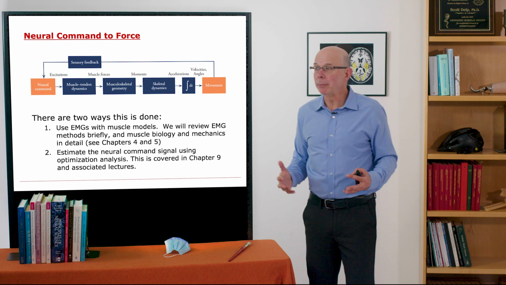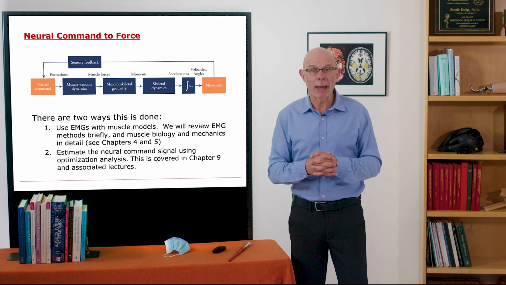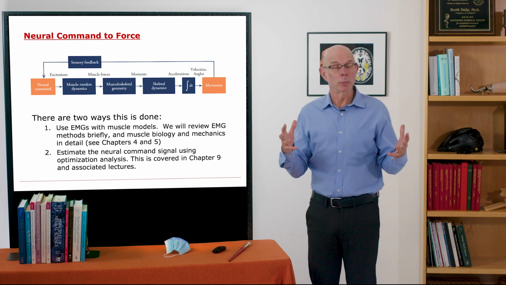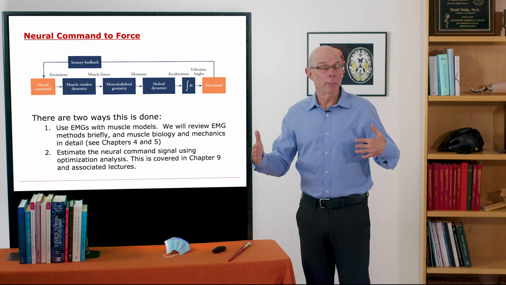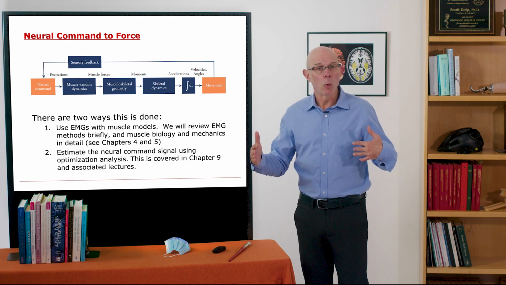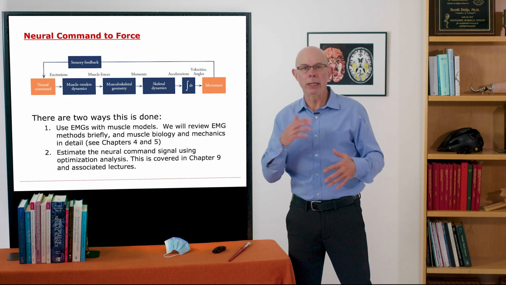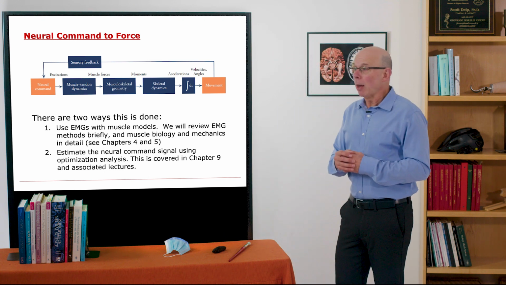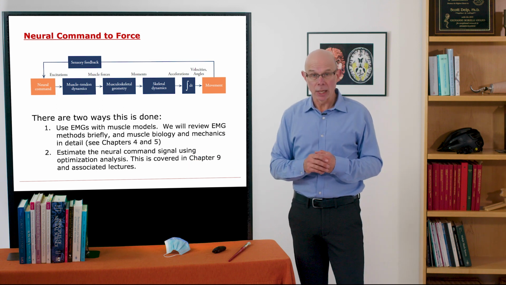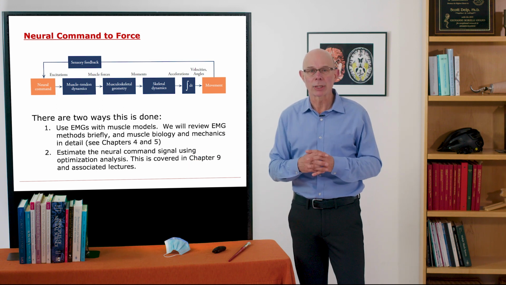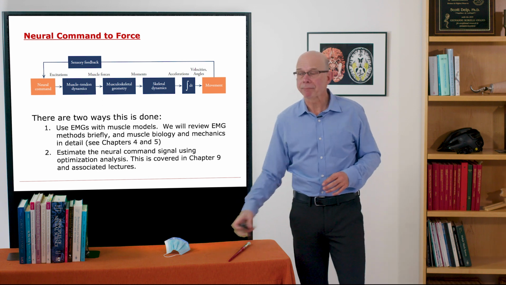We can also estimate the neural command using optimization analysis. This is a mathematical technique that assumes that we're optimizing something. When I walk, I might be minimizing metabolic energy. When I reach, I might be optimizing the trade-off between speed and accuracy. And we can use optimization methods that we cover in Chapter 9 in the book and the associated lectures to estimate neural command and muscle forces in that way.